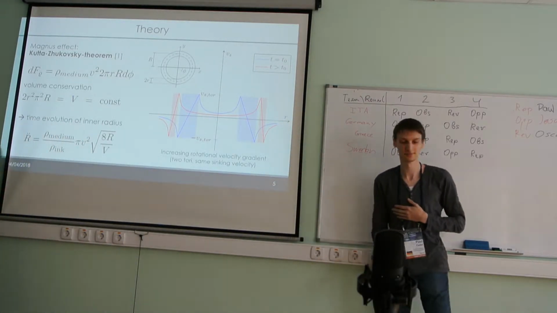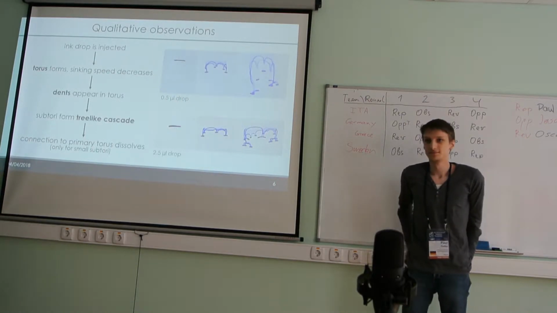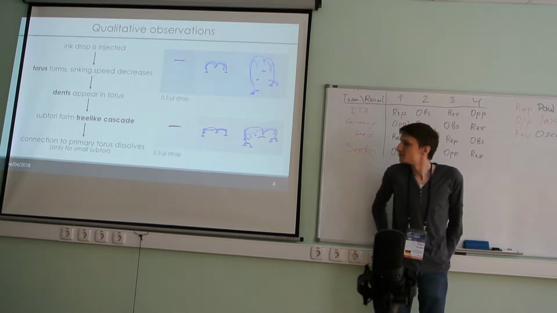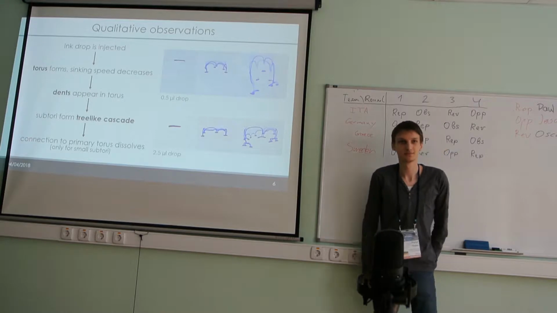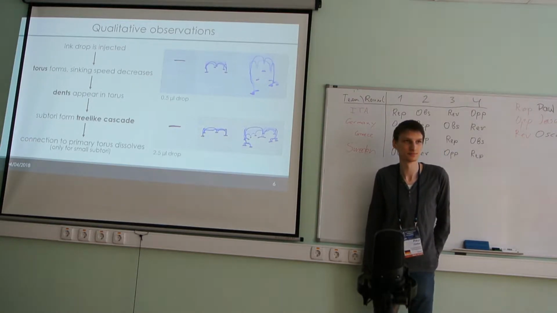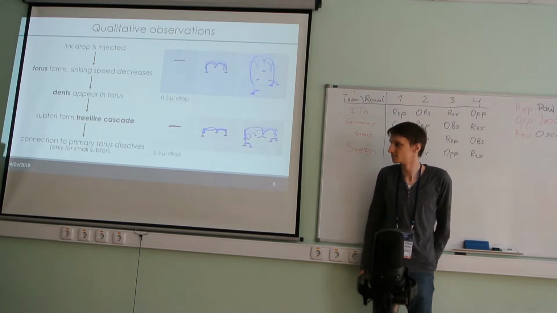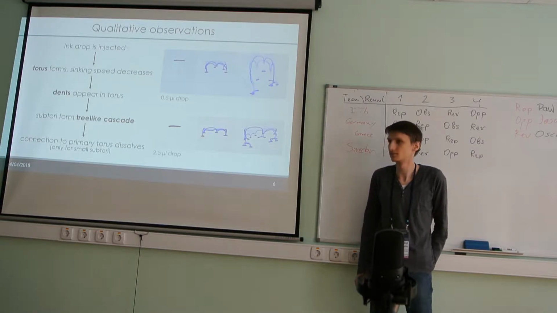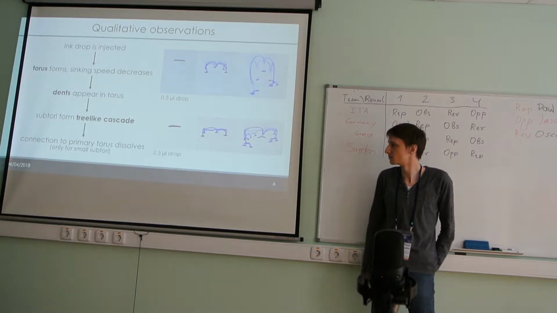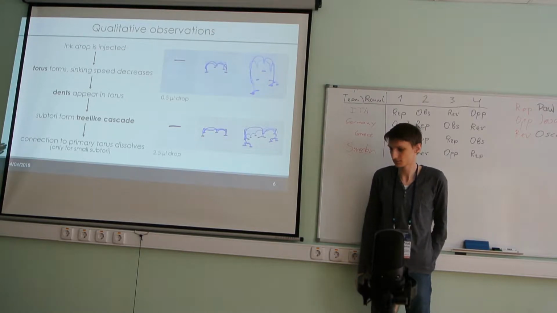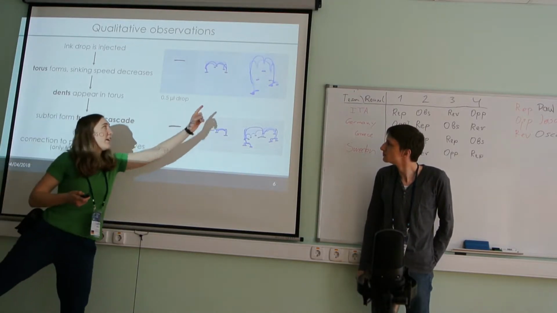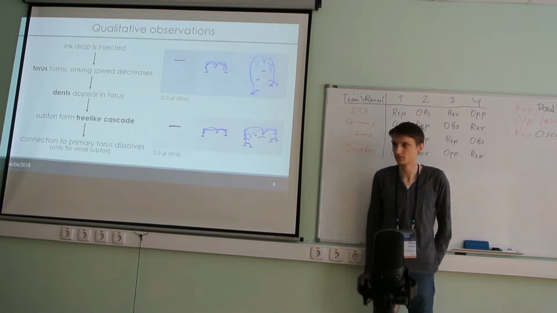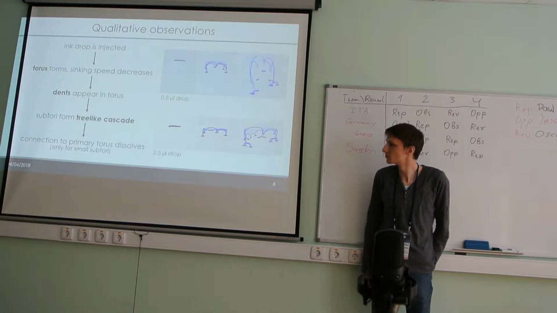Yeah, so I'd like to continue with some of our quantitative observations. So what happens if we put a drop of ink into a glass jar? At first, as you can see up here, it forms a torus, and when that happens, we observe that the sinking speed decreases, and then some small dents appear in the torus, and those dents then form new droplets, which then transform into new tori. And all in all, this forms a tree-like cascade structure. And in the end, it can happen, as you can see up there, that the connection to the primary torus of the subtori dissolves. But this is only the case if the subtori are small.